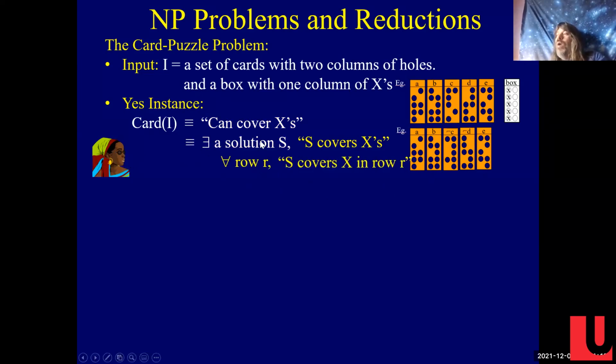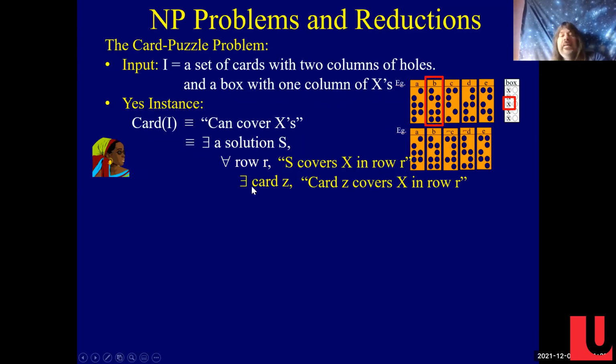Then, well, what does it mean to cover all the X's? It means for every row, I cover the X in that row, right? And how do I know that I cover a particular X? There exists some card that covers it. So there exists a solution, i.e., a way of flipping the cards, such that for every row, there exists a card that covers that X.